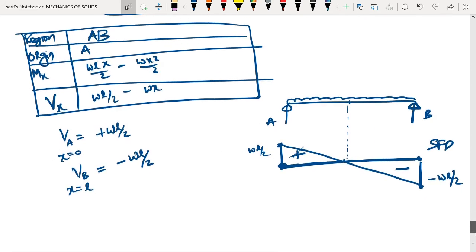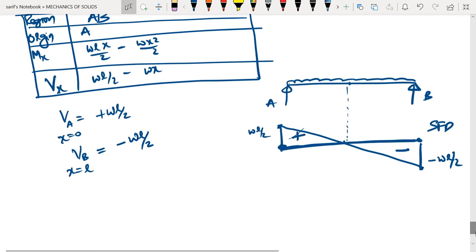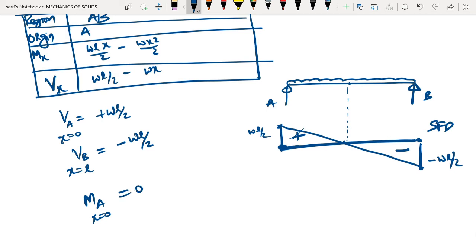Again, we know the bending moment diagram is going to be parabolic, because from the expression it is quadratic in nature. A second degree equation, y equals ax squared plus bx plus c, is a quadratic equation, so it is parabolic in nature. At A, that is at x equal to 0, if you substitute, you will get the value of MA as 0. Similarly, at B, if you substitute, you will get the value of MB also as 0.